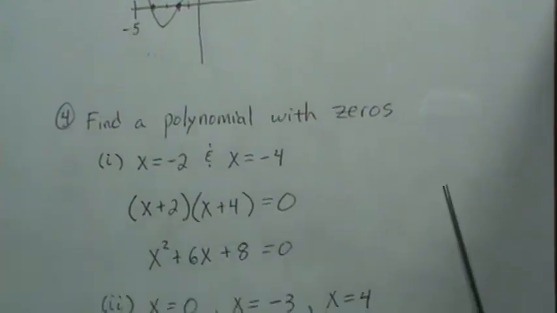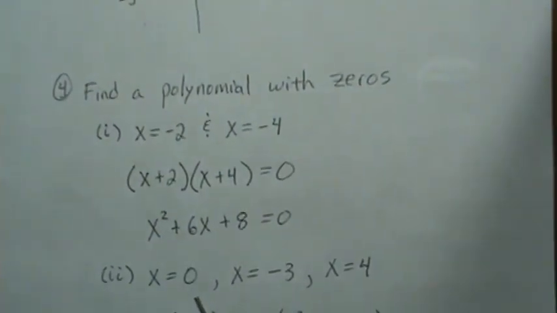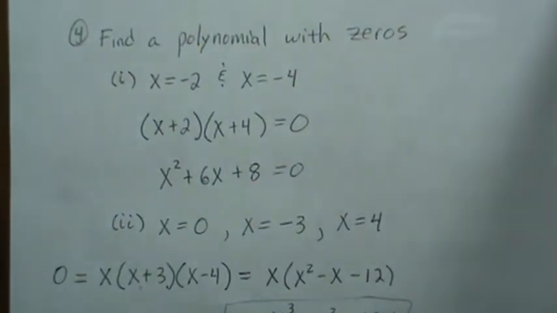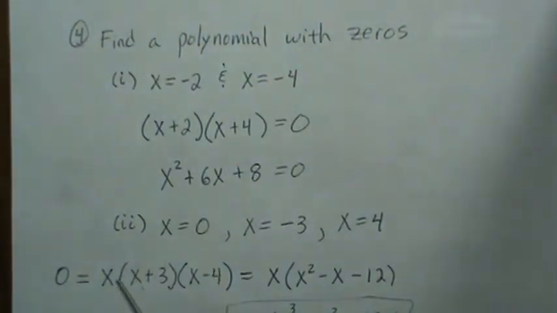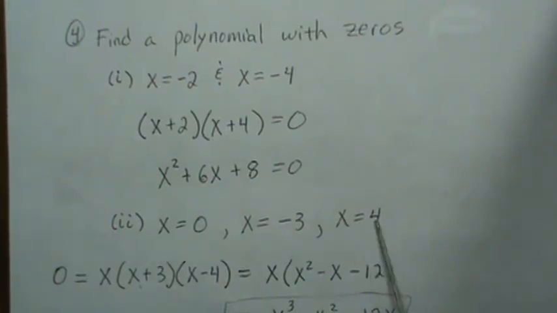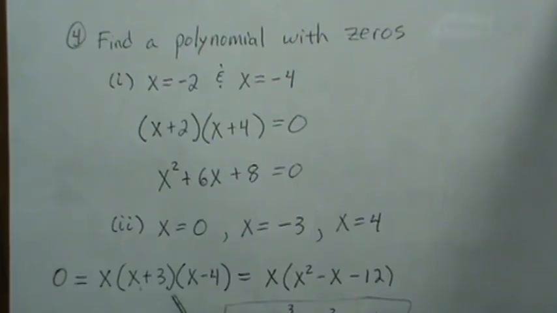So let's do a little more advanced one. Let's say we want a polynomial with zeros 0, -3, and 4. So then we do this. We create, this is a 0, so x, x plus 3, x minus 4. Now we have to multiply this thing out, which can be difficult at times.